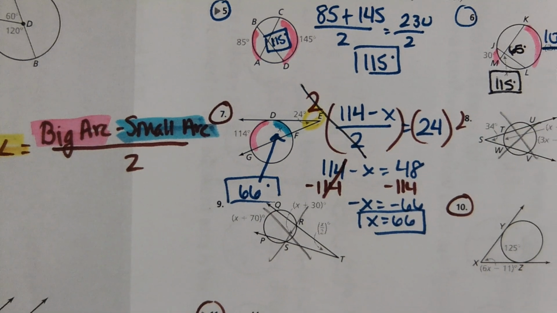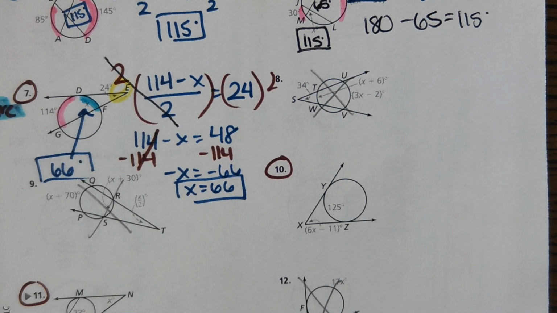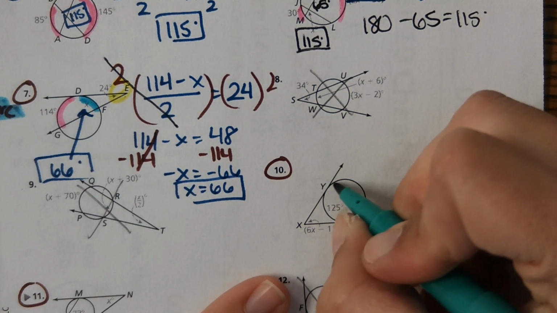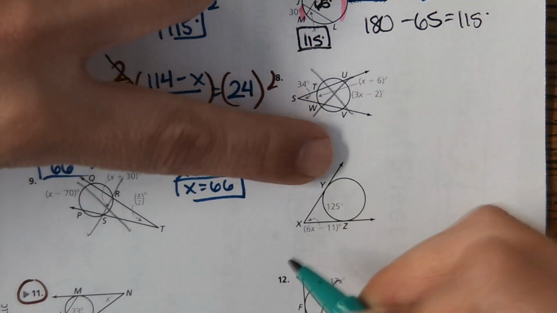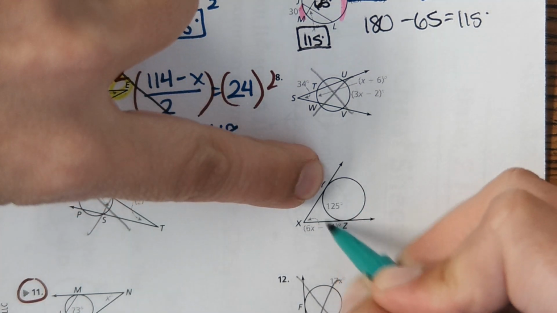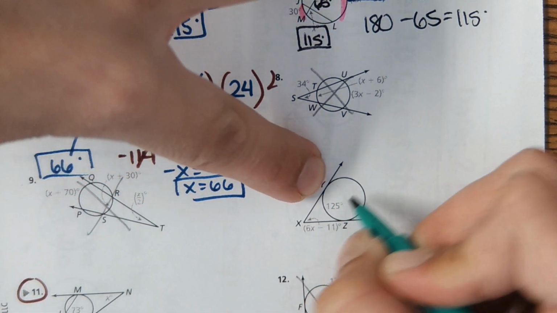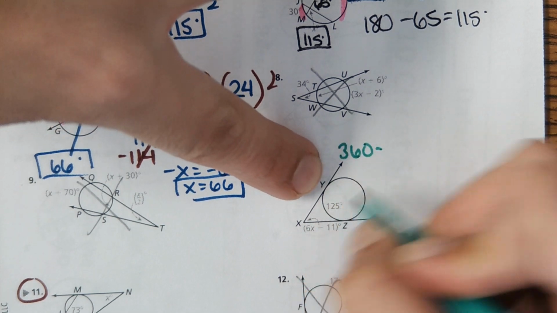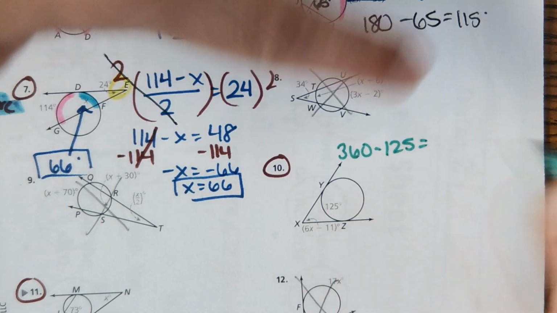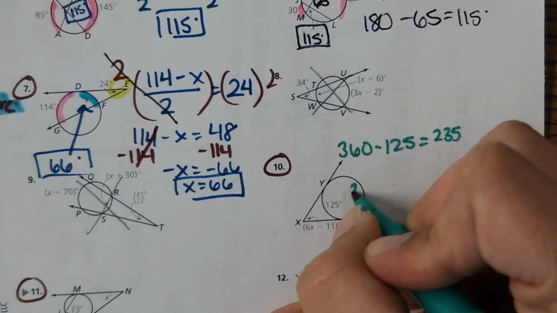Okay, then sliding over to number 10 here, we're going to practice that same process. This one is a little bit different because they don't give you the big arc, but the x is part of the angle. So the big arc right here, notice how the entire circle is in this angle. So we can actually find the big arc by just doing 360 degrees minus 125. And that equals 235. So big arc is 235.